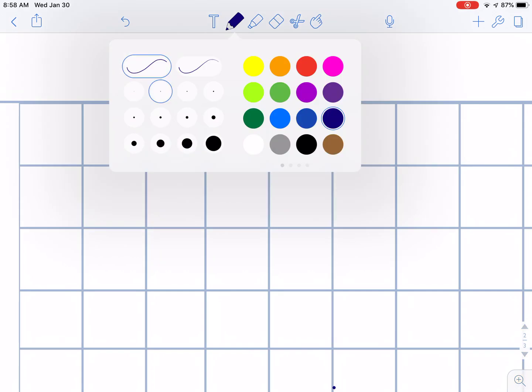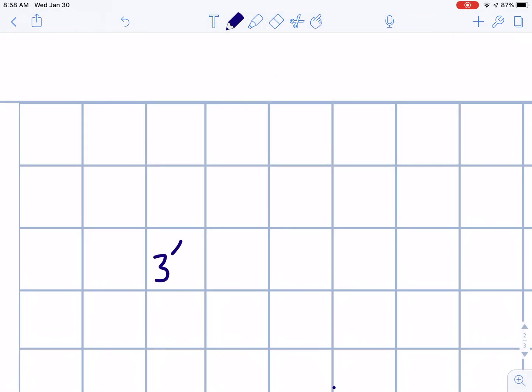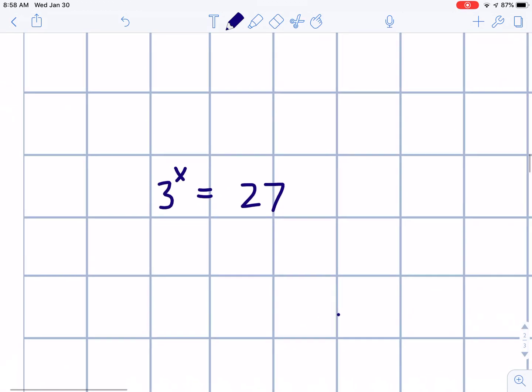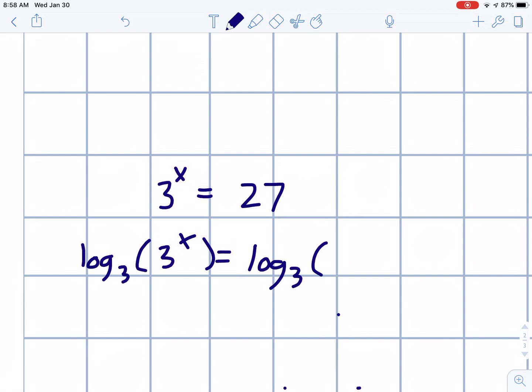So what I'm going to do here is I'm going to go down and write some notes for us. So if we had 3 to the x equals 27, this can be rewritten as, we'd say, take log base 3 of both sides, so to get rid of the 3, which is this base here, you take log base 3.